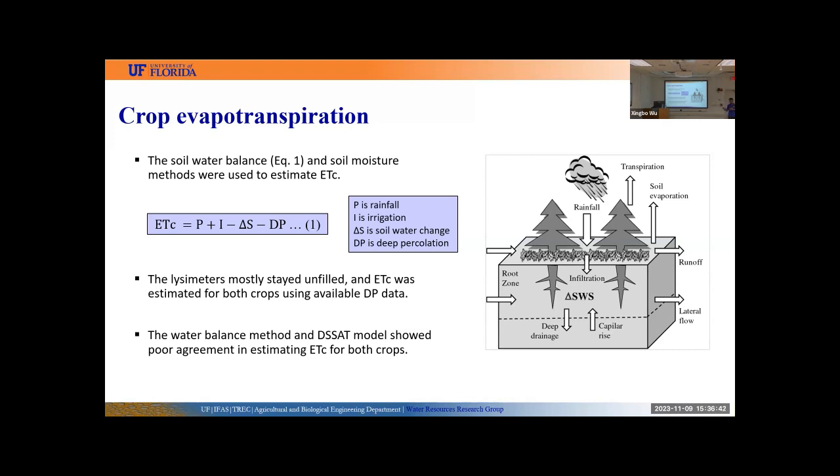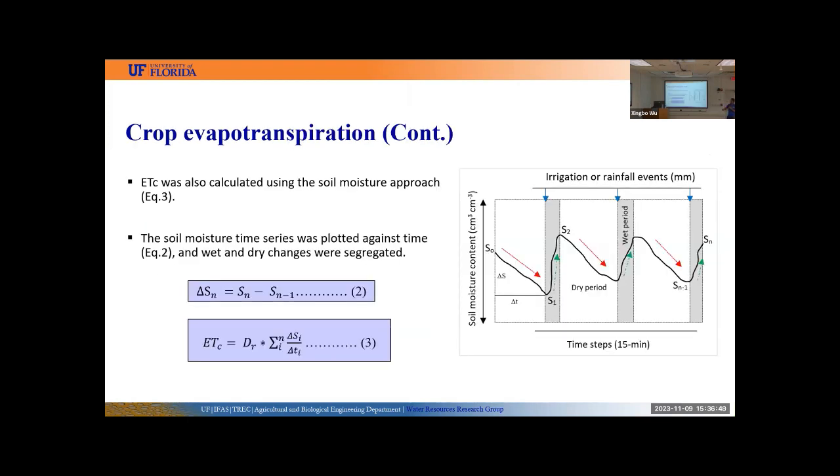So once we knew there was a poor agreement between estimated and simulated evapotranspiration, we found another method to calculate evapotranspiration, the soil moisture approach. What we did for this one, we subtracted the previous day soil moisture content from the current day soil moisture content, and we created a time series of soil moisture change, and we plotted that against time, as you see on this figure, and we segregated the wet period and the dry period. In the wet period, we assume that there is going to be deep percolation, but we don't have the percolation data. We only considered the dry period to calculate evapotranspiration, and then we used equation 3 for calculating evapotranspiration of the green beans and the sweet corn.